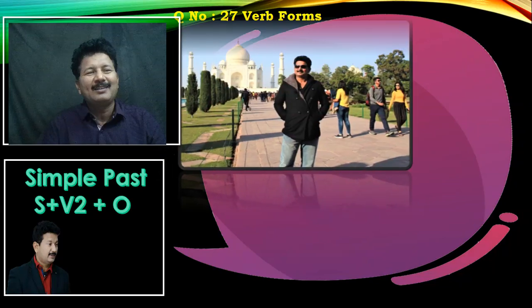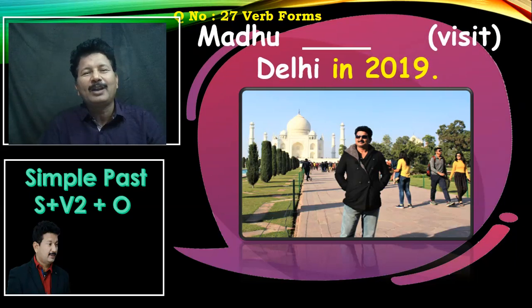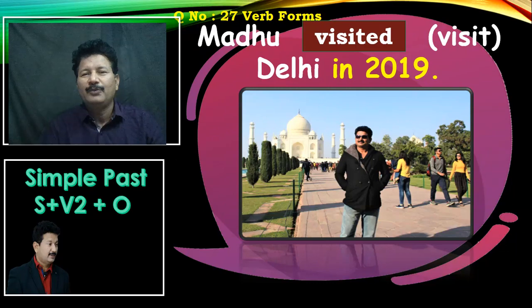And now let's look at the example here. Well, what do you find? You can find the Taj Mahal, right? And now look at the sentence. Madhu dash Delhi in 2019. So the key verb here is visit. So the indicator here is in 2019. So as it is past tense, we use V2. So Madhu visited Delhi in 2019.